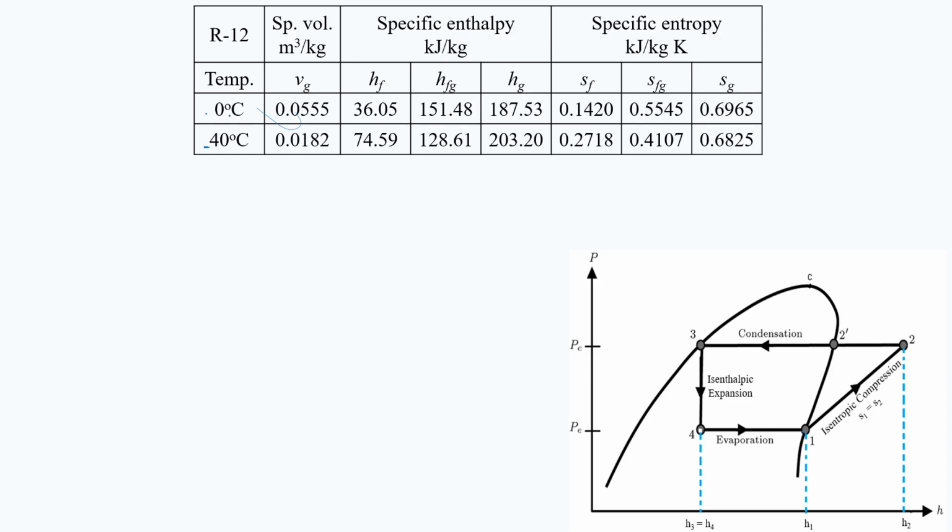Then the specific enthalpy corresponding to 0 degrees Celsius, that is HF, HFG and HG. HF is the specific enthalpy of the fluid corresponding to the evaporator temperature on the saturated liquid line. Then HG is the specific enthalpy of the vapor corresponding to the saturated vapor line, and HFG is the difference between HG and HF, in case our states are located inside the phase change curve. Also the specific entropy, that is SF, the entropy corresponding to the saturated liquid, and SG, the entropy corresponding to the saturated vapor, and the difference between them.